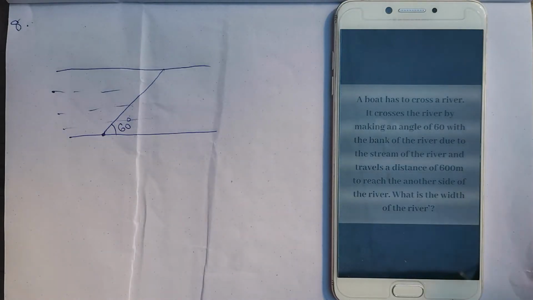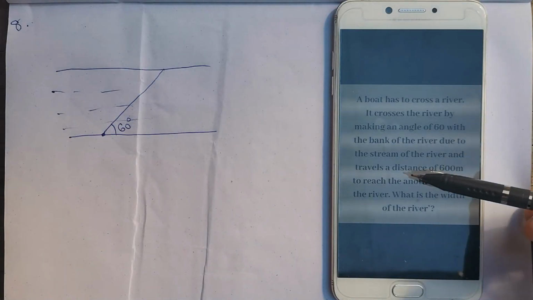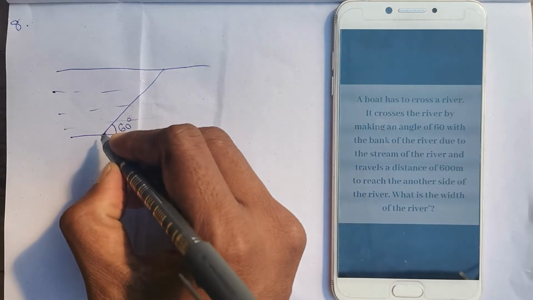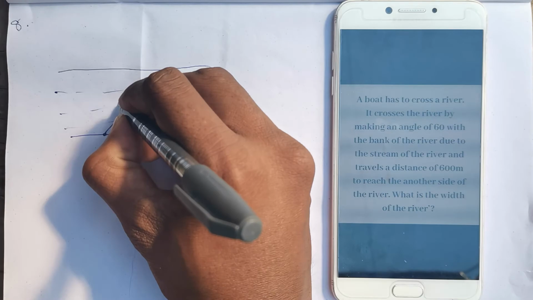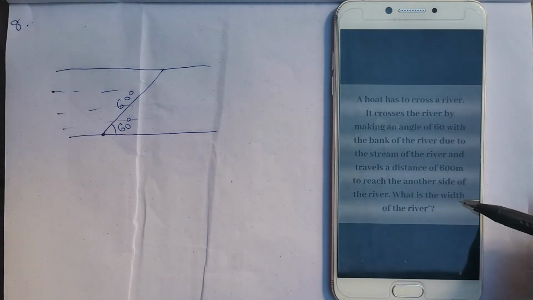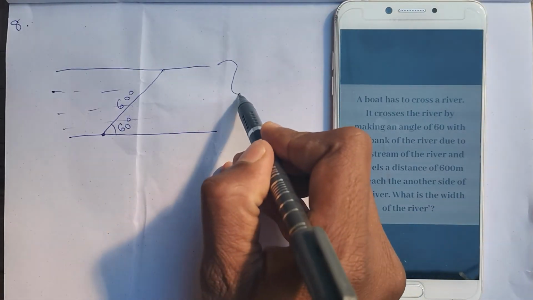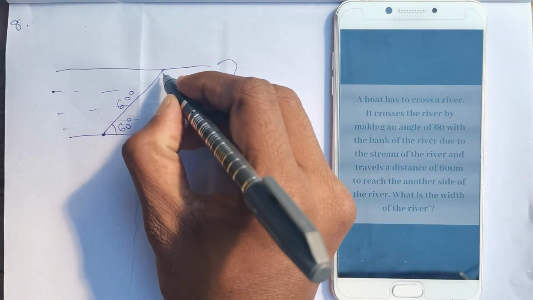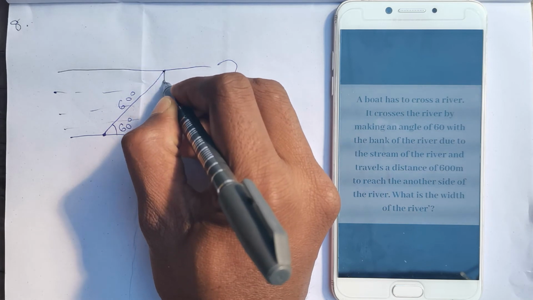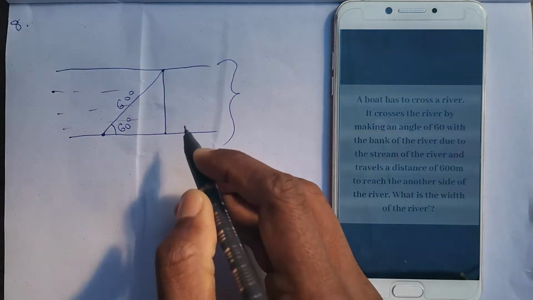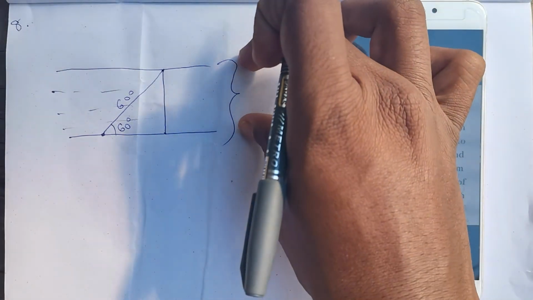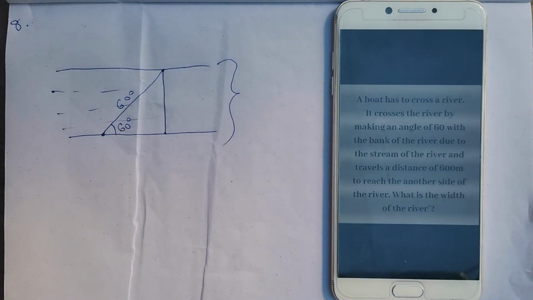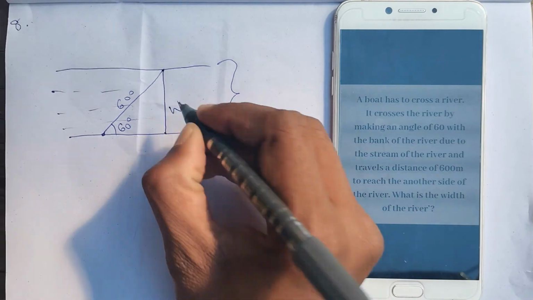Okay, next, and travels a distance of 600 meters to reach the other side of the river. From here to here it travels 600 meters. Then he's asking the width of the river. So this width is asked. Here, where the boat is reaching, from there, if I draw one perpendicular, this perpendicular is exactly the distance between these two banks. So that will become the width of the river. So we need to find this width.